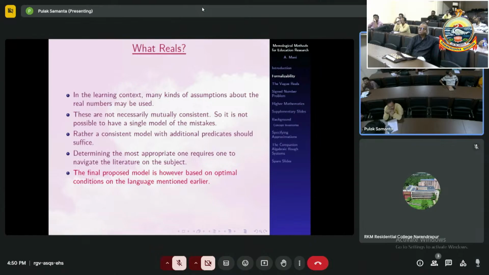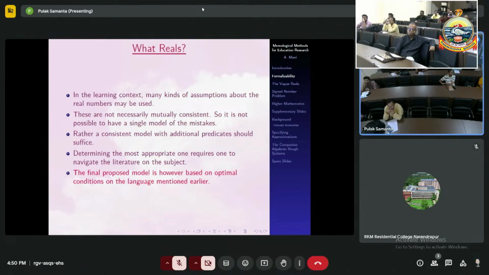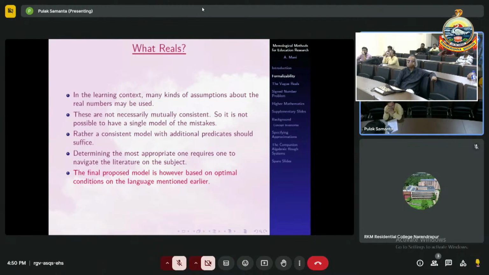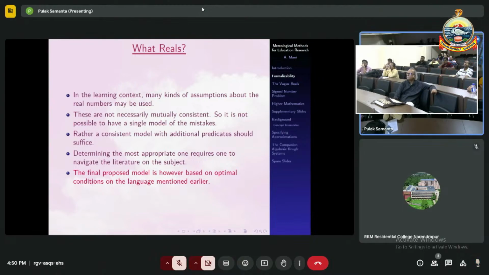That's what I just introduced, mereology briefly. And I'll go to what are the reals in school mathematics. In the learning context, many kinds of assumptions are common about the real numbers, and these are not necessarily mutually consistent. And so it's not possible to have a single model of the reals. Rather, a consistent model with additional predicates should suffice.